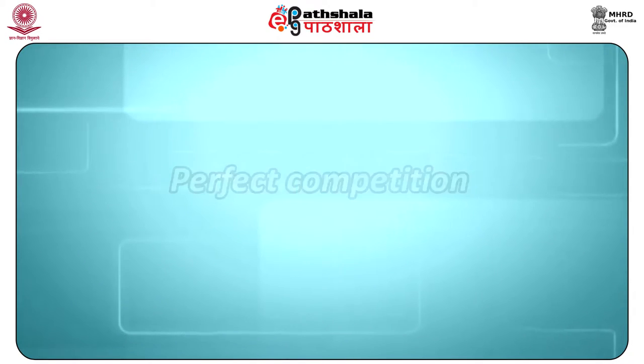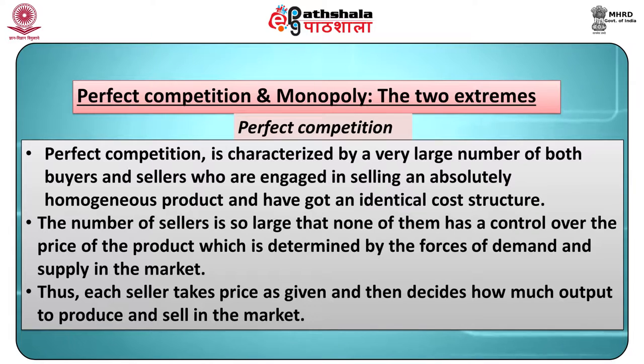Perfect competition. Perfect competition, as the name suggests, is the type of market structure which is characterized by a very large number of both buyers and sellers who are engaged in selling an absolutely homogeneous product and have an identical cost structure. The number of sellers is so large that none of them has control over the price of the product, which is determined by the forces of demand and supply in the market. Thus, each seller takes price as given and then decides how much output to produce and sell in the market.